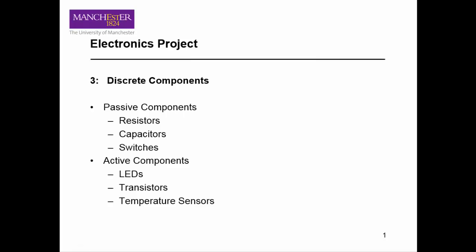This video will introduce a number of standard discrete components that are used in many electronic circuits. Discrete components can be classified as either passive or active. Passive components, such as resistors, capacitors, inductors, and switches, require no power for them to operate. Active components, such as diodes and transistors, require power to operate. For example, a light-emitting diode or LED will only illuminate if power is applied.